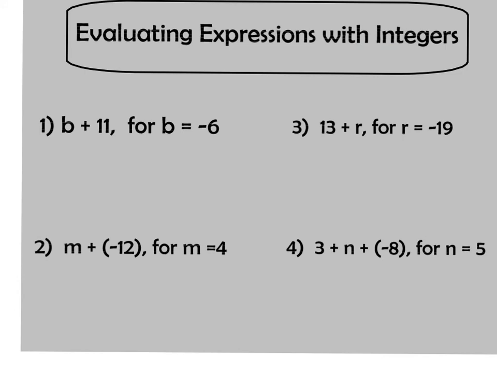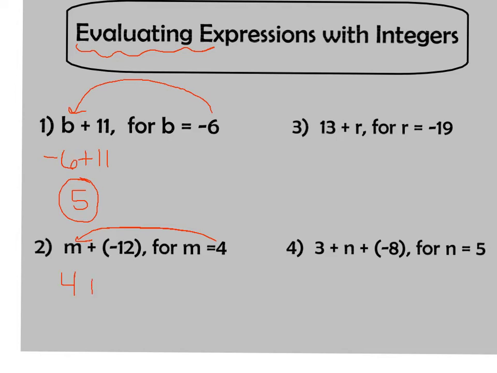Okay, what we're going to do on this next slide is evaluate expressions with integers. So if you remember what evaluate means, that means replacing the variable with our given number. So we're going to replace b with -6 and then drop down our addition sign and drop down 11. Now, as we get our numbers a little bit bigger, think back to that number line. If you were on -6 and you had to move up 11 spaces from -6, you would be left at the number 5.